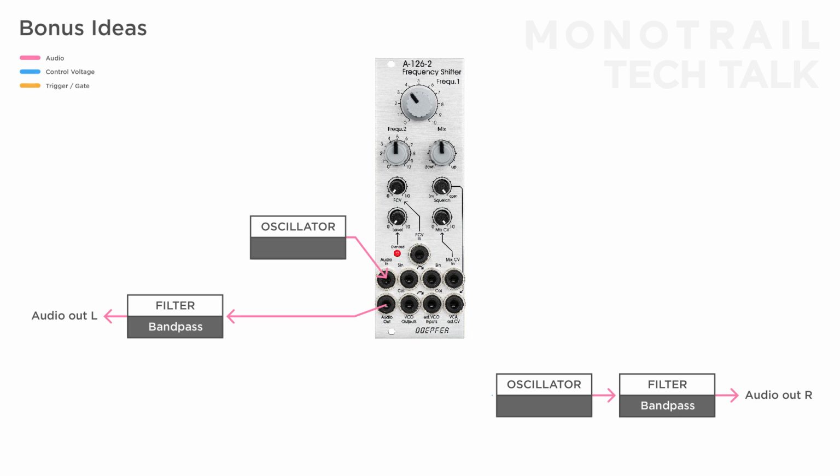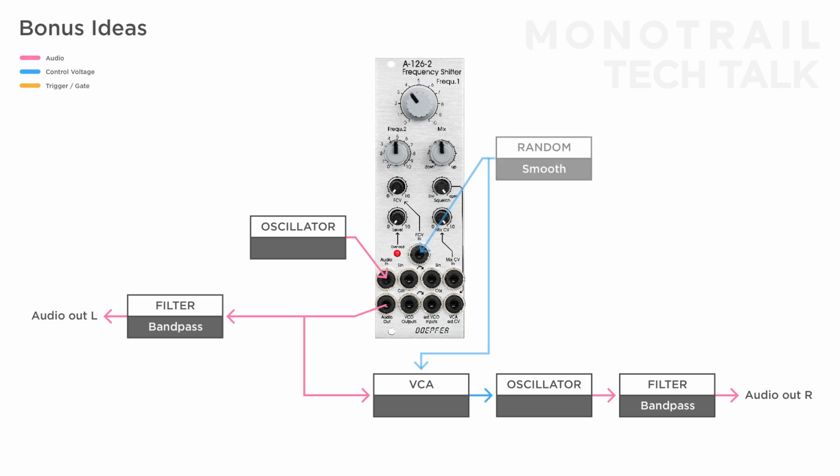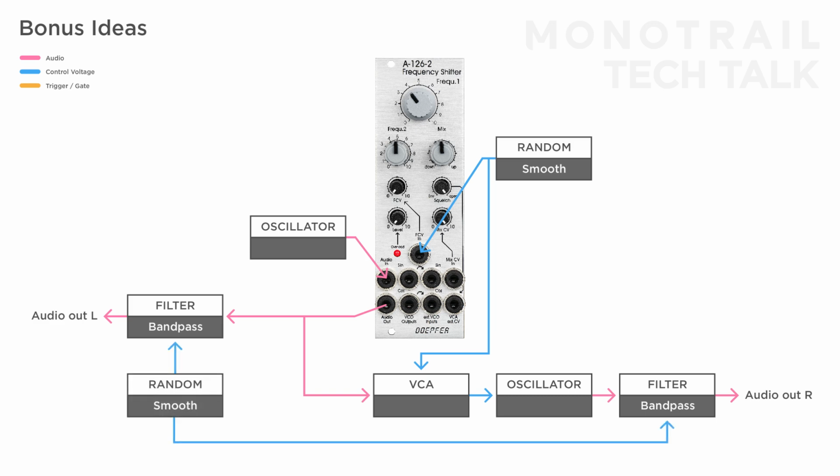Then the output of the frequency shifter is multiplied, sent to a VCA and passed on to modulate the frequency of the second oscillator. The modulation amount is modulated with a smooth random voltage that at the same time is modulating the frequency of the shifter. Finally, a second smooth random voltage is used to modulate the frequency of both bandpass filters, one with inverse polarity.